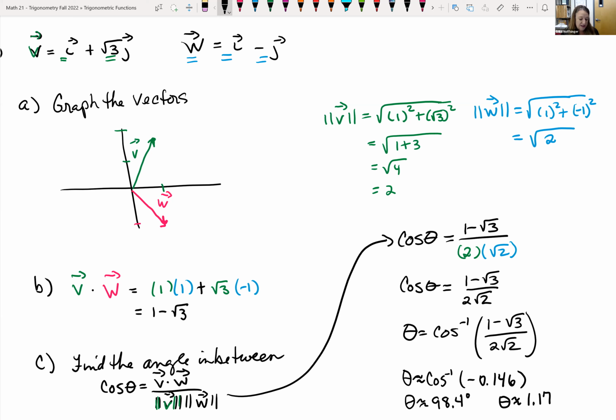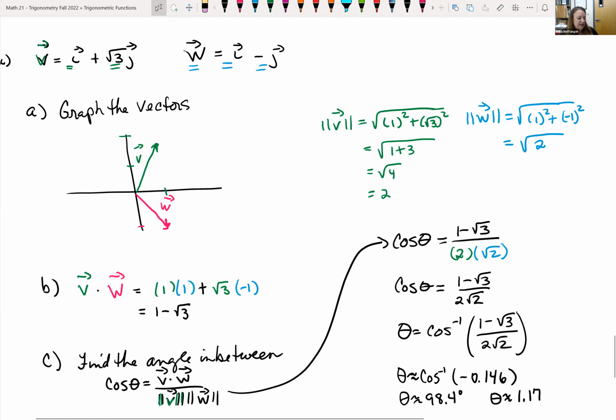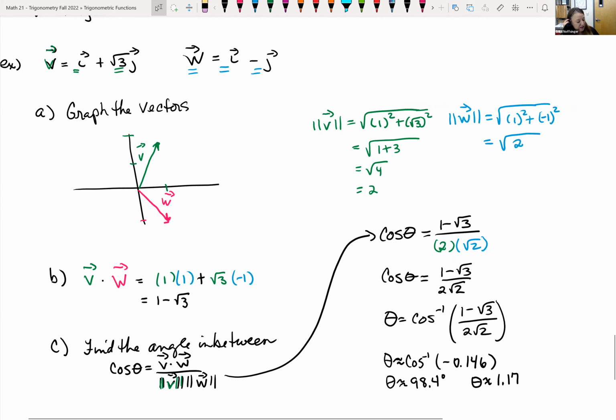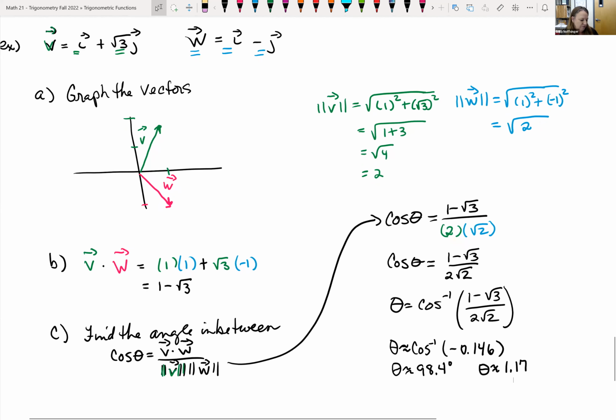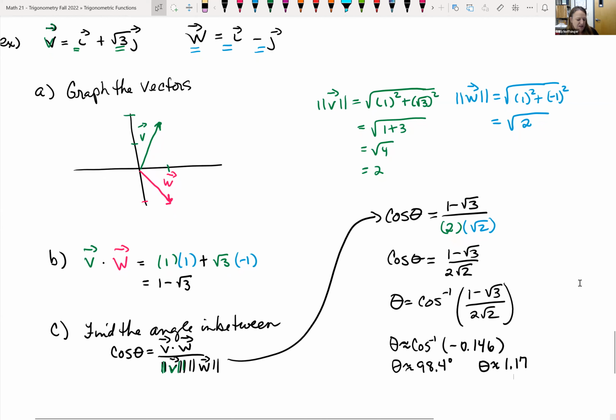So we found the angle in between, and it wanted us to know, is this parallel, orthogonal, or neither? Well, we didn't get our angle to be zero or pi, and we didn't get the dot product to equal zero. So we know it's not a 90 degree angle, or it would have fallen out here too when we solved it.